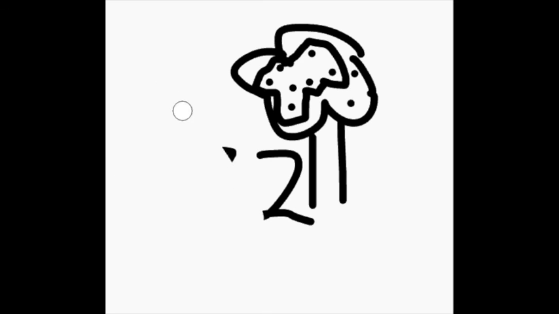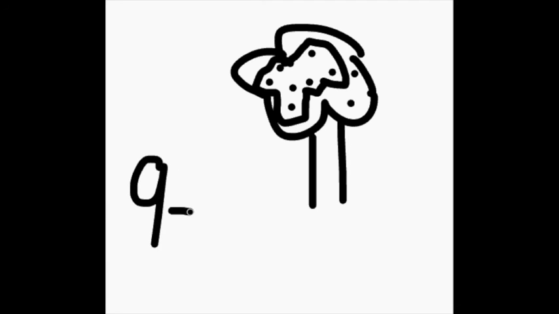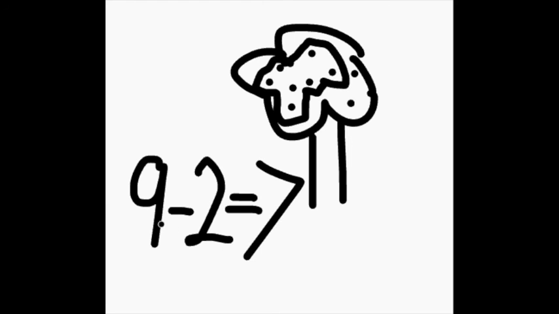Now, what if we did this a different way? What if I had circled all of the ones that were not green, and the ones that are green are over here? Let's see. 9. How many were green? 2 this time. How many were left over in the circle? 7. 9 minus 2 equals 7.